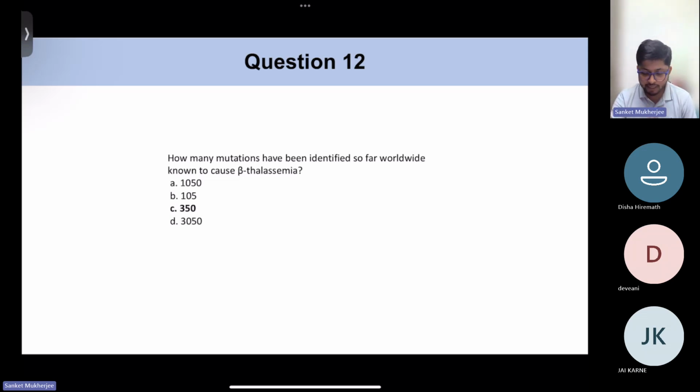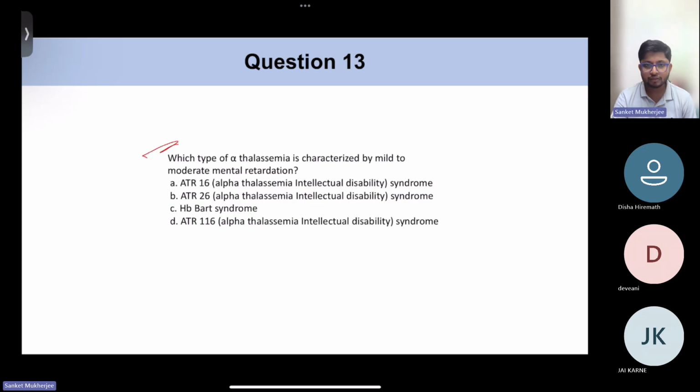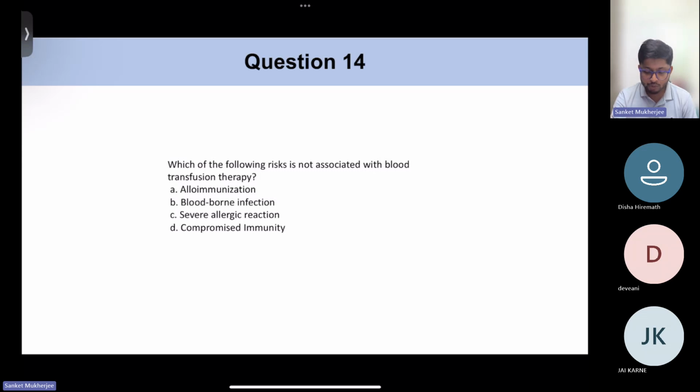Which type of alpha thalassemia is characterized by mild to moderate mental retardation? Is it ATR6 syndrome, ATR26 syndrome, hemoglobin Bart syndrome, or ATR116 syndrome? I don't know if you can see the question. Option A. You're right. Which of the following risks is not associated with blood transfusion therapy? Is it alloimmunization, blood-borne infection, severe allergic reaction, or compromised immunity? Option D. All the rest three do happen by blood transfusion.